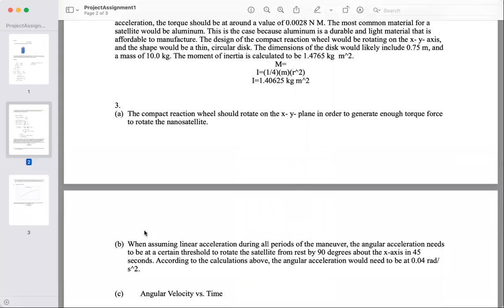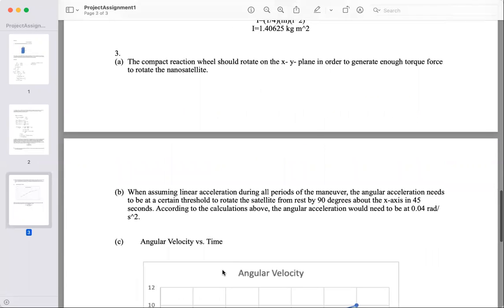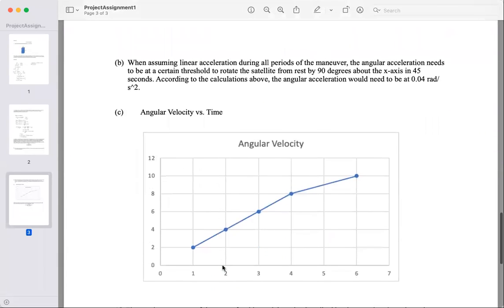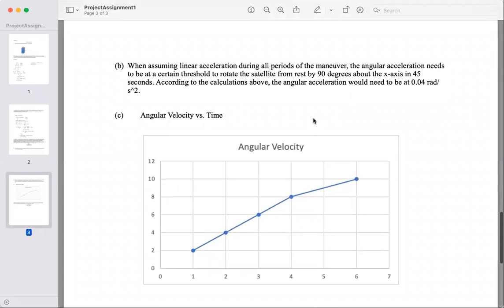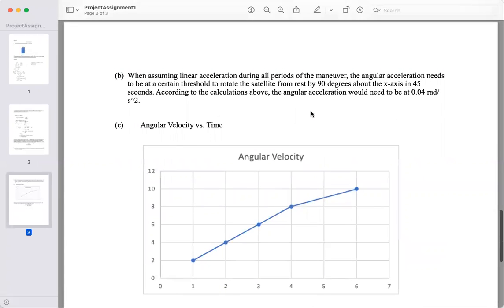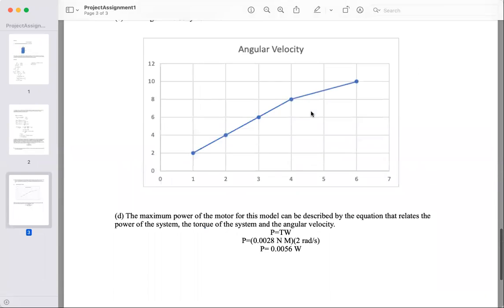I already did this calculation, but when assuming linear acceleration during all periods of the maneuver, the angular acceleration needs to be at a certain threshold to rotate the satellite from rest by 90 degrees about the x-axis in 45 seconds. So according to the calculations above, the angular acceleration would need to be at 0.04 radians per second squared. And so I did a graph. I am not sure if this is completely right. I wasn't super clear on what that question was asking.